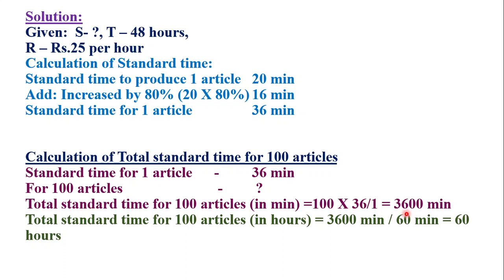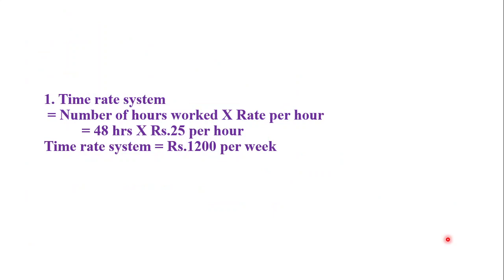So 3600 minutes will come, but time taken is given in hours, 48 hours. So standard time also should be in hours. So this 3600 minutes should be converted into hours. How to convert? Total standard time for 100 articles in hours is equal to 3600 minutes divided by 60 minutes, means 60 hours will come. This is the standard time for 100 articles.